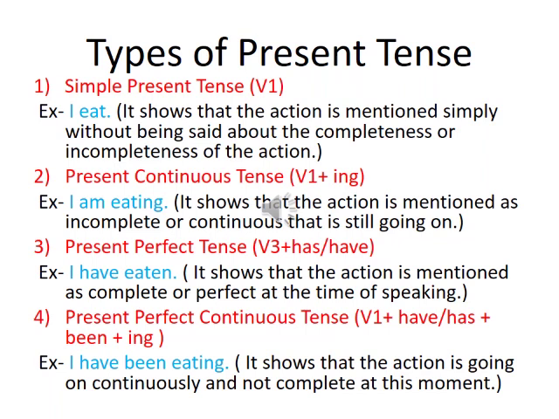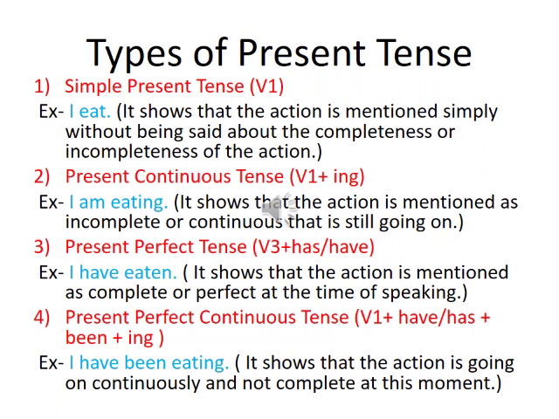The second tense is present continuous tense. Means we are using first form of verb plus ing. We will use ing form in this tense. For example, I am eating. In this sentence, the verb is in ing form because the action mentioned here is still going on.